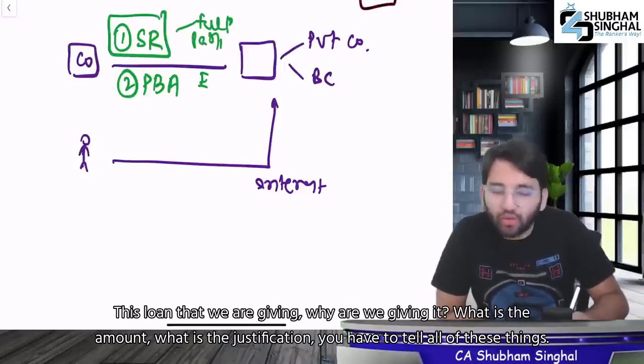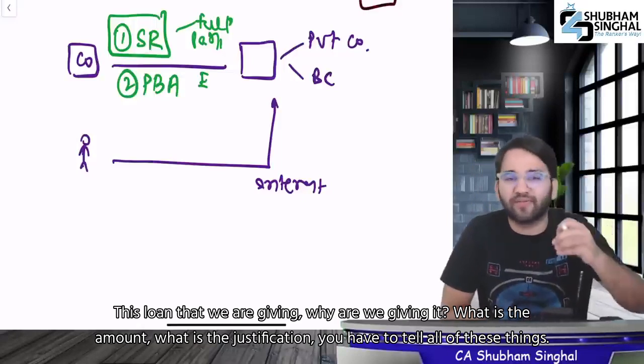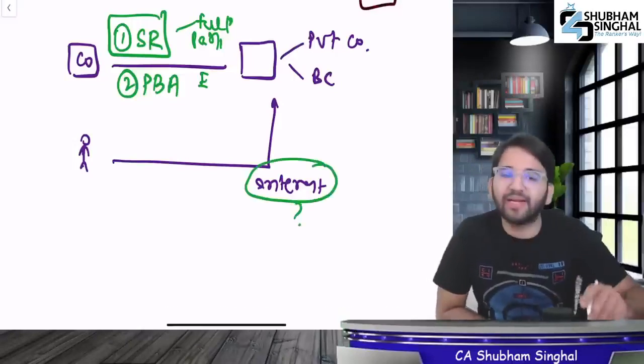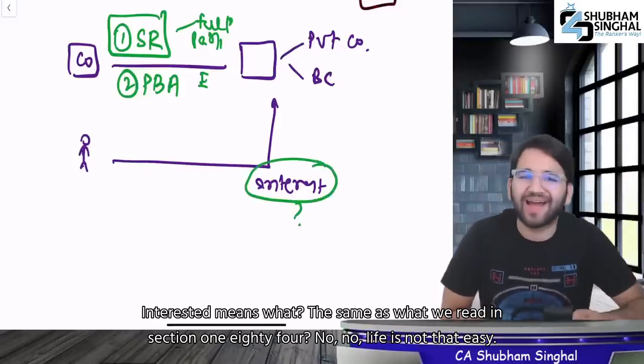Give full particulars of why we are giving this loan and how much we are giving. You have to give every detail. But can you tell me what "interested" means? Is it the same as what we read in Section 184?